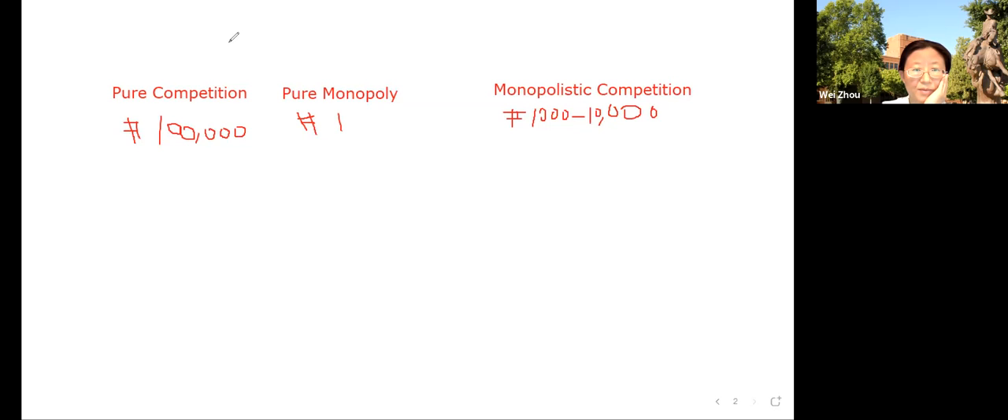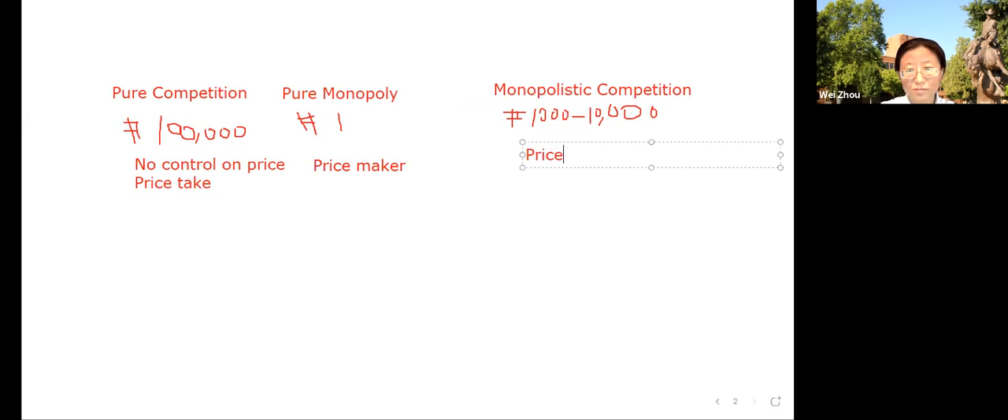Okay. This one, pure competition, no control on price, which means they take the price as what it is. Pure monopoly, you can control the price, so you're a price maker. Monopolistic competition, you have some control on the price, so you are a price maker too. All right, so we talked about how many firms are in this industry and can you control the price.